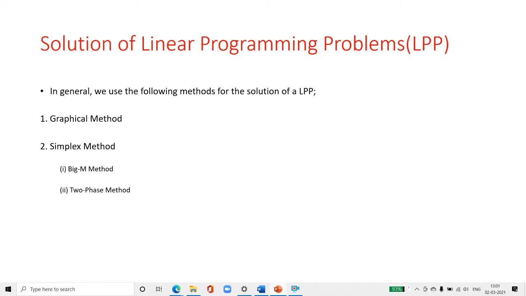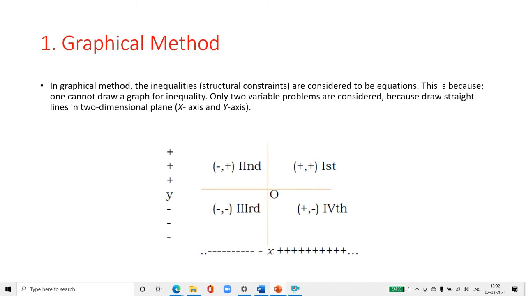In the solution of a linear programming problem, we will see how it can be solved after the formulation of the LPP. For solving the formulation of an LPP, we require two methods: the graphical method and the simplex method. The simplex method is categorized into two techniques: the big M method and the two-phase method. First we discuss the graphical method to solve LPP problems.